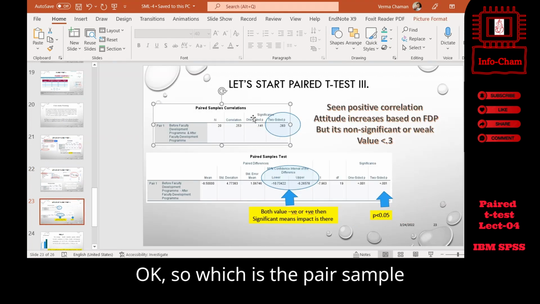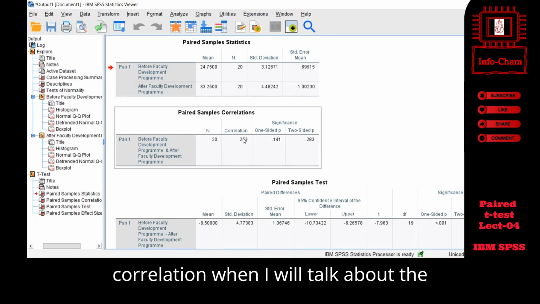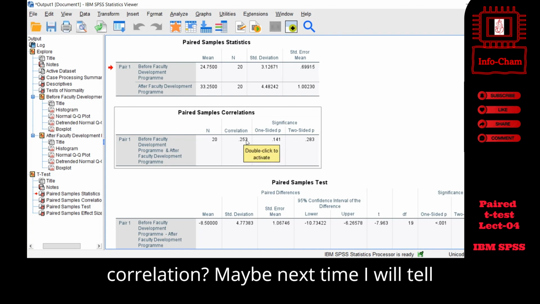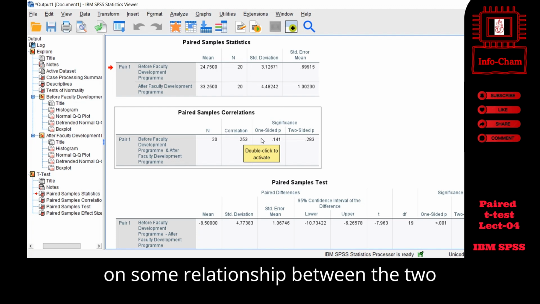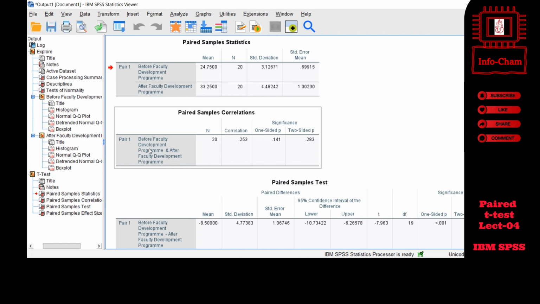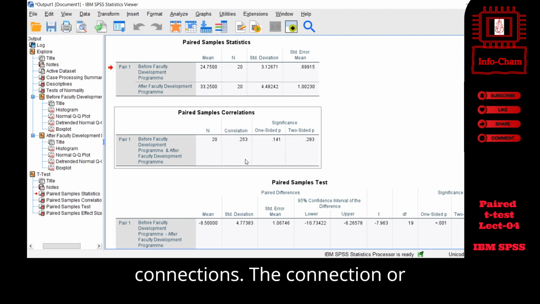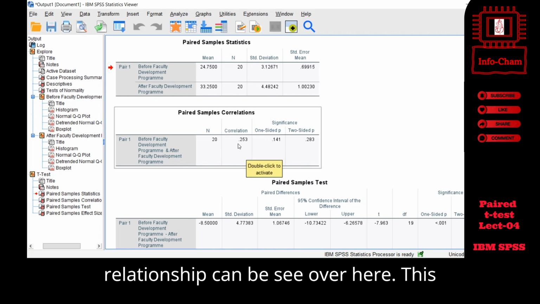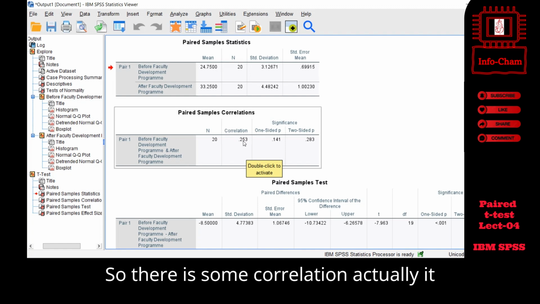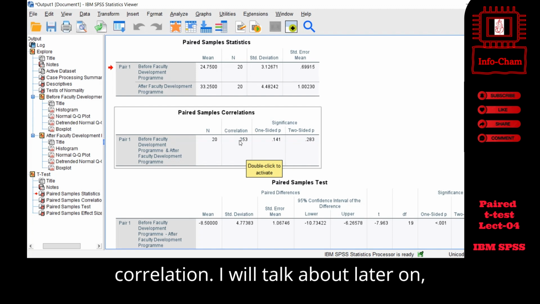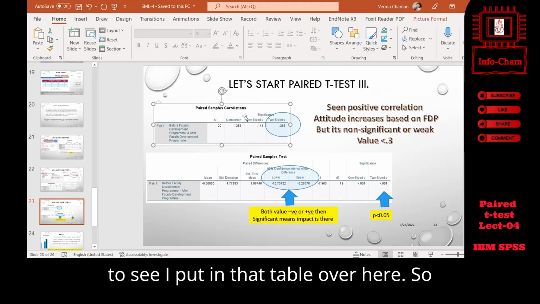Which is the Paired Samples Correlations? Yes, it is the effect size actually. Do you know about correlation? When I talk about correlation, maybe next time I will tell you what correlation is. Correlation is actually some connection or relationship between two variables, right? Here I can see there is some connection between the two variables, before and after. The connection or relationship can be seen over here. This is a correlation value, right? So there is some correlation, it seems, but it is not a strong correlation. I will talk about it later on, but not now. For the time being, try to see the table I put over here.